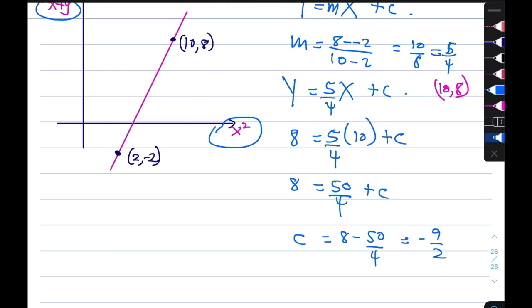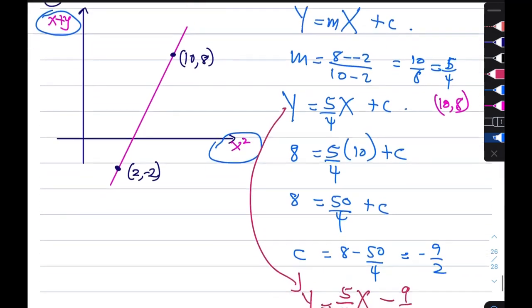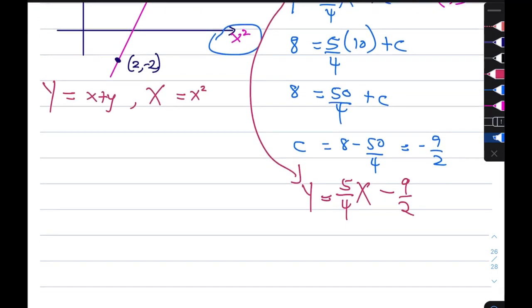All right. So now this equation here changes a little bit to become big Y is equal to 5 over 4x minus 9 over 2. However, we are not done. Let's go back to the graph. Our big Y corresponds to x plus y, and then our big X corresponds to x squared. So that means that what we have here, we can rewrite as x plus y is equal to 5 over 4 x squared minus 9 over 2.